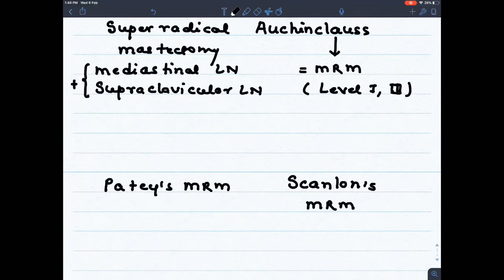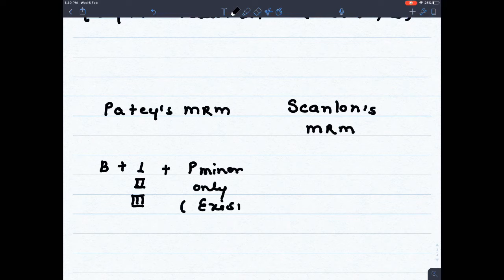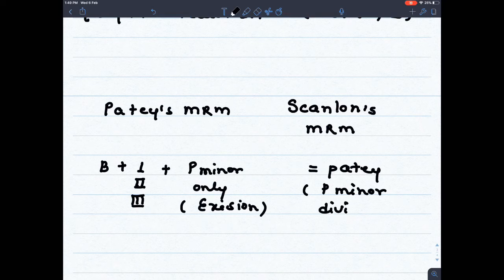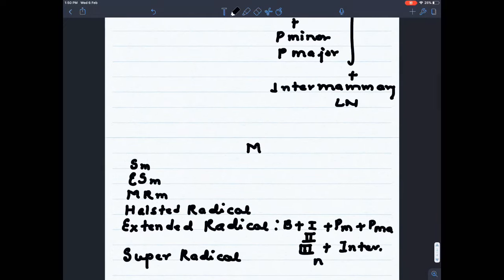What is Patey modified radical mastectomy? Here we are going to remove breast tissue, level 1, 2, 3 lymph node, plus there is a variation. Variation is only pectoralis minor will be excised. Only pectoralis minor will be excised in Patey. Remember, in the Halsted you remove minor and major both. In Patey only minor. And Scanlon is also like Patey, but here we do not excise minor, but we just divide it. Remember friends, minor cutting is required to reach the level 3 lymph node.